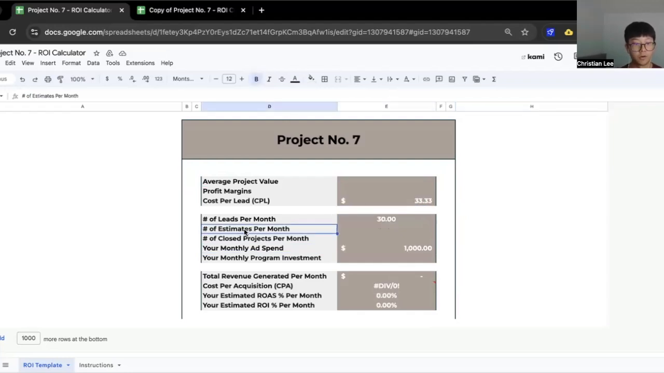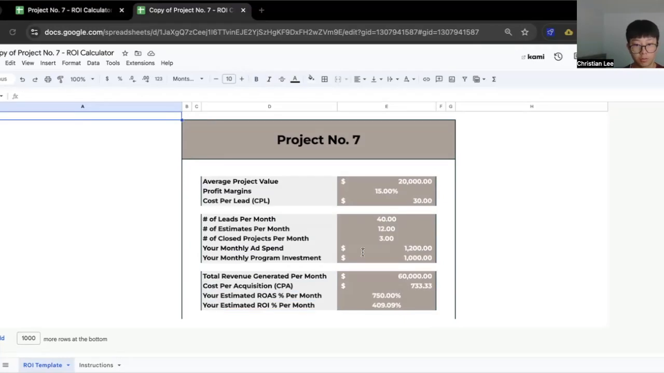Then you just input the number of estimates you do per month, then the number of closed projects. And if you are paying somebody like a monthly retainer, or you are paying somebody to actually generate these leads on your behalf, then just input, obviously, how much you're paying them monthly. And after you input these results, you're going to be able to know your total revenue generated per month, your cost per acquisition, or just customer acquisition cost. And then the two big factors that this video is all about: your estimated return on ad spend in percentage every single month, as well as your estimated ROI in percentage every single month.